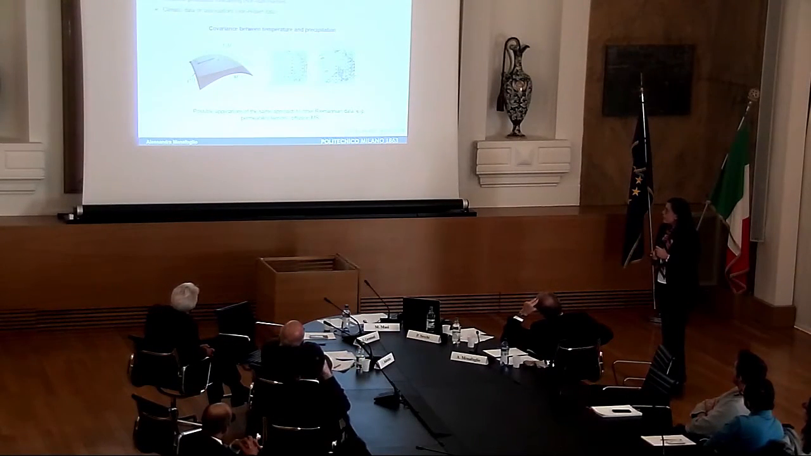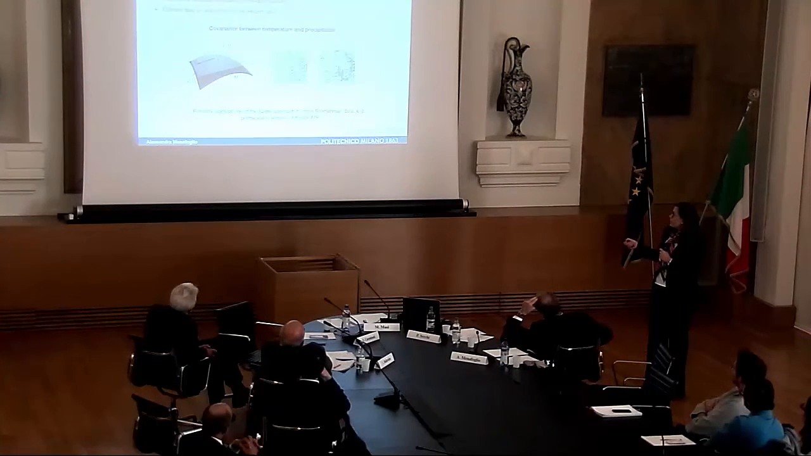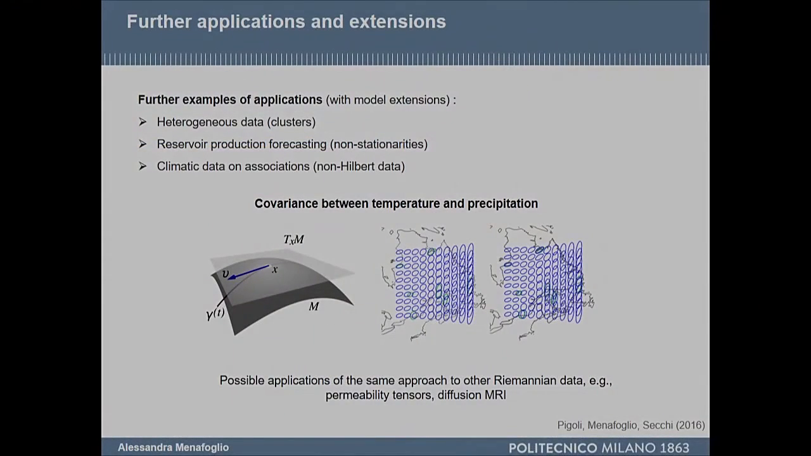Another kind of application that we dealt with is climatic data on associations. In particular, we worked with covariance matrices between temperature and precipitation. We had a bunch of data in the Canadian region that I showed at the beginning. And the aim there was, again, to interpolate the data and to understand what the association is between these 2 phenomena at unsampled locations in the system.